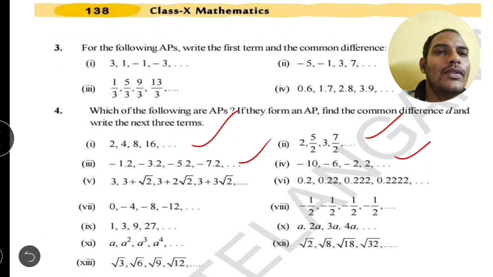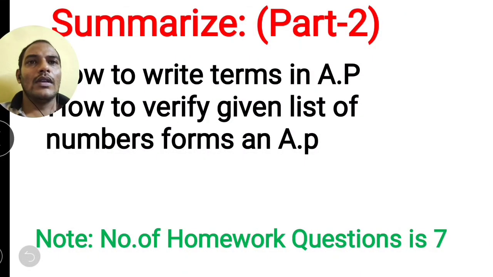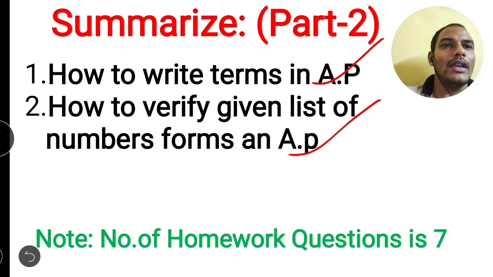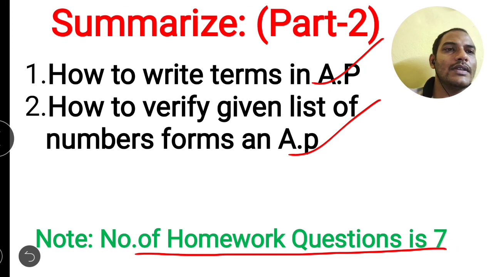So children, these 4 problems are homework. Let's summarize what we have learned in this class. First topic: how to write terms in an arithmetic progression. Second topic: how to verify whether a given list of numbers forms an AP. And the number of homework questions is 7.